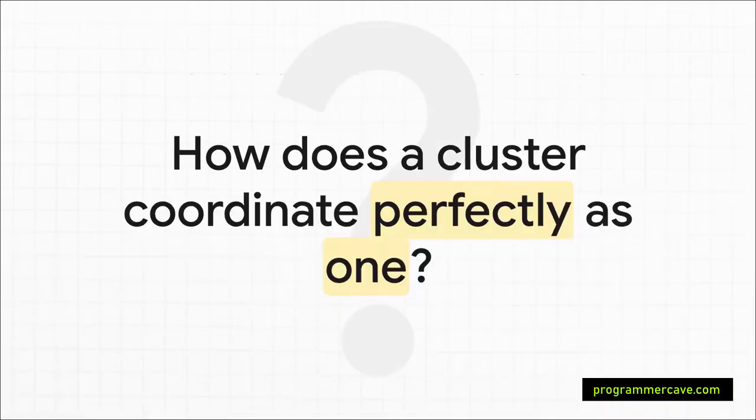So let's start with a basic question. How in the world does a cluster, which could be hundreds of different machines, coordinate to act like one single giant computer? How does it know what to do? It's not magic, I promise. The answer lies in having one and only one source of truth.